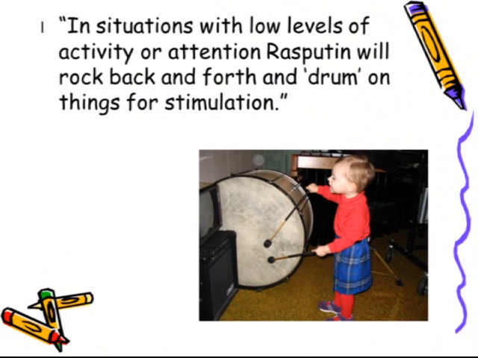And here's another one. This is more of an internal situation. In situations with low levels of activity or attention, Rasputin will rock back and forth and drum on things for stimulation. So here, it's not something socially mediated. This is a student who is engaging in a behavior because it produces some kind of sensory consequence. The antecedent is simply a low level of stimulation. He's doing this to try to regulate his level of stimulation. So this is a sensory regulation kind of behavior. This is how a summary statement would look for this kind of student.